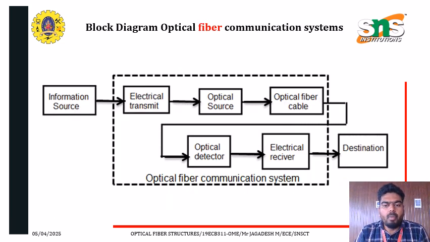This is the block diagram of optical communication systems, where we have an information source, which may be in any form. If it is in electrical form, that electrical information should be converted to light form by an optical source. The optical source is then given to the optical fiber cable, which consists of a coating, cladding, and the core. Then it is given to the optical detector, which converts the optical signal, that is the light signal, to an electrical signal and gives it to the electrical receiver. Finally, the receiver end receives the data in electrical form. So this is the complete block diagram representation of our optical fiber communication systems.